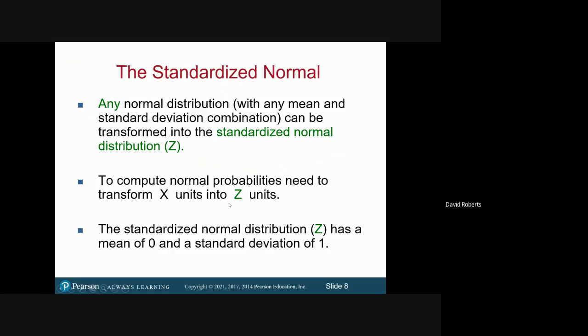So we're going to look at the standardized normal distribution. What that does is, in this case, it has a mean of 0 and a standard deviation of 1.